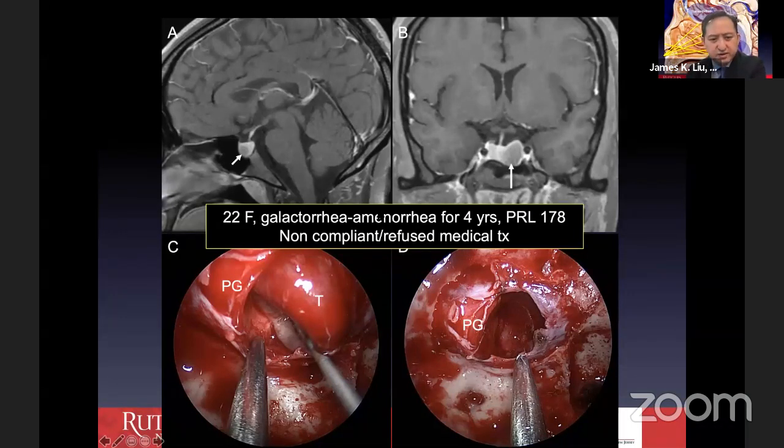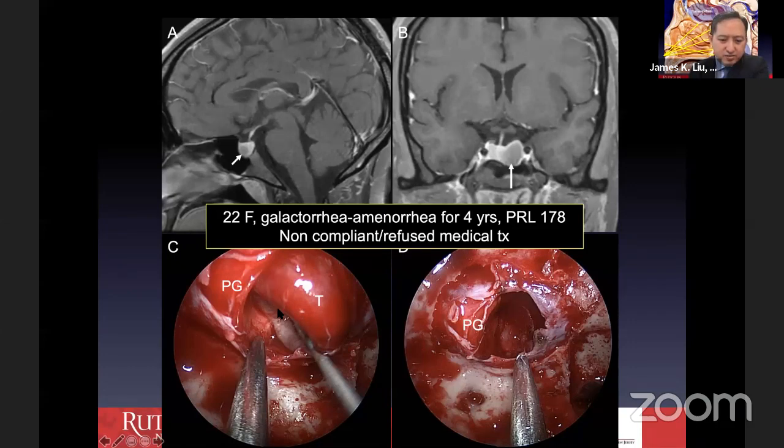But in this case, this is a 22-year-old female with this tumor, and she absolutely refused medical therapy. Her prolactin level is 178. So I believe if the prolactin level is typically less than 300 to 400 with a focal tumor like this, that's not invading the cavernous sinus, you can potentially cure these much like the way we do for Cushing's disease.